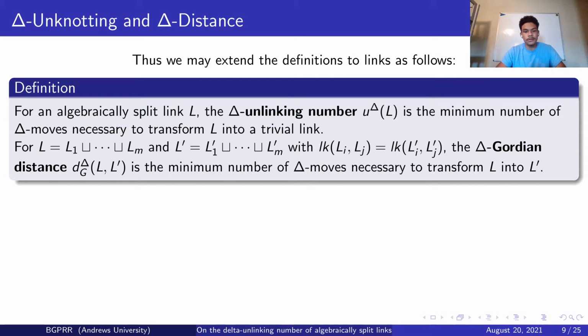And for two links with the same number of components and pairwise linking information, the delta Gordian distance can be defined as the minimum number of delta moves necessary to transform one link into the other.